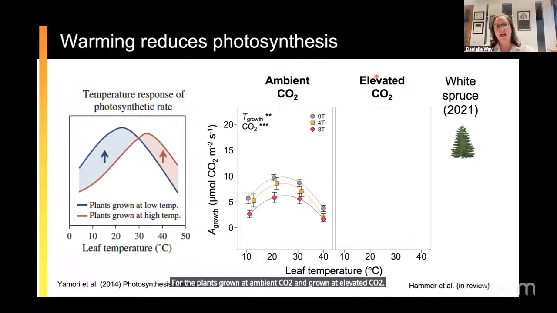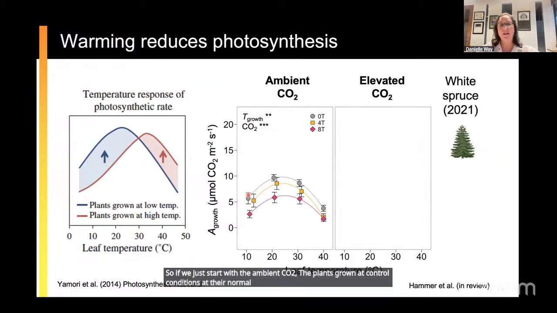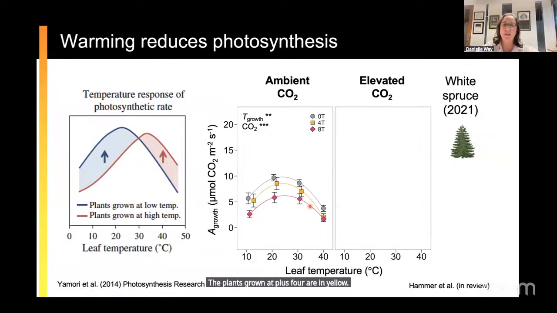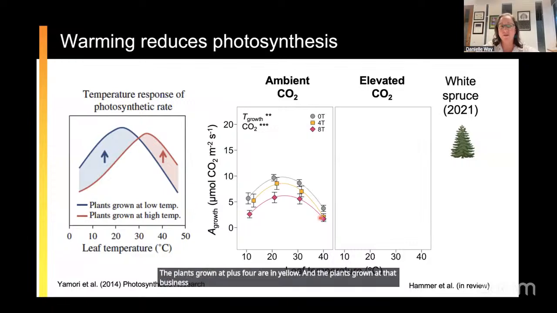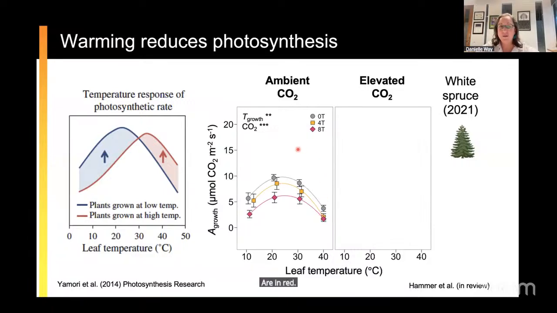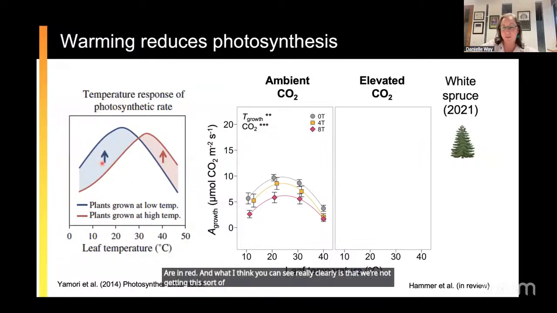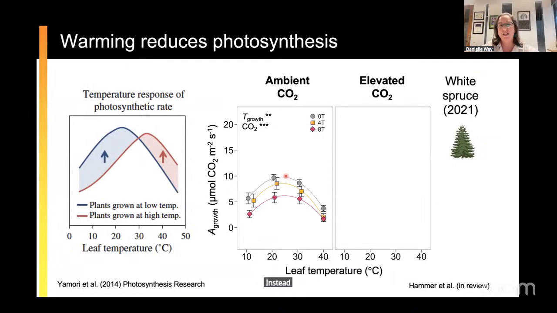So if we just start with the ambient CO2, the plants grown at control conditions at their normal growth temperatures are in gray. The plants grown at +4 are in yellow. And the plants grown at that business as usual extreme warming of 8 degrees Celsius are in red. And what I think you can see really clearly is that we're not getting this sort of canonical, typical response where the plants are acclimating to the warming. Instead, what you're seeing is that every time you increase the growth temperature, photosynthesis is being suppressed.